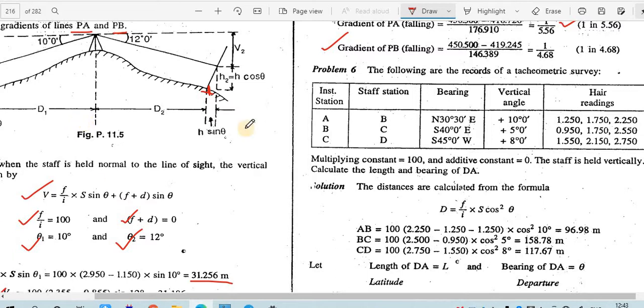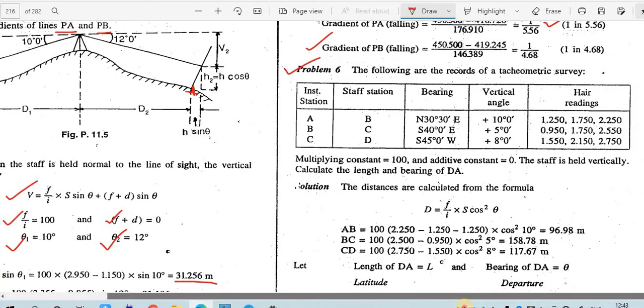There is another numerical related to tachometric survey, which we will try to calculate, and then we will complete the fixed hair method. Over here you can see the following records of tachometric surveying. The instrument stations are given at points A, B and C, and the staff is kept at B, C and D. The bearings were not given so far, but they are given in this question, so it will be a little different from the previous one.